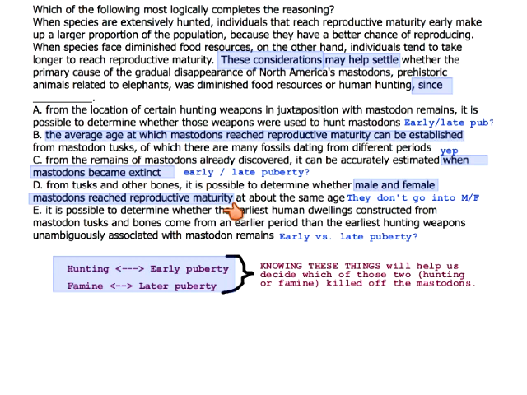Any questions about this one? Let's look at another one. And what is the answer? The answer is B.